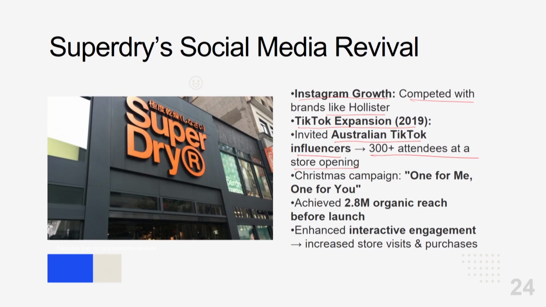They also ran a Christmas campaign, "One for me, one for you," which was celebrating the entire spirit of Christmas. And in the entire effort, they got 2.8 million organic search before their product launched. And this was part PR through whatever we did. So that enhanced interactive engagement and increased the store visits and purchases for Superdry.